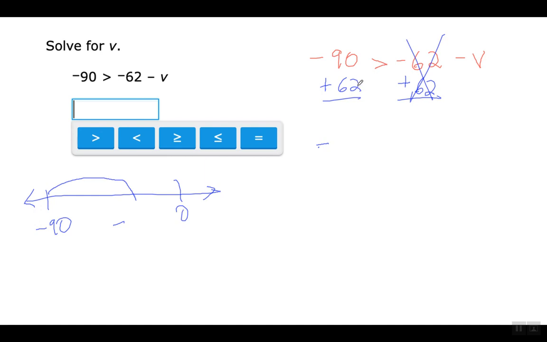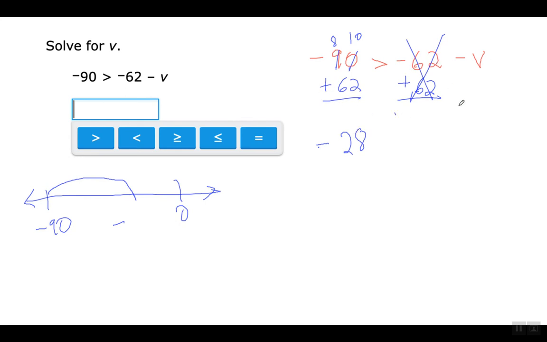Okay, you cannot take away 2 from 0, so I'm going to make the 0 bigger by borrowing 1 from the 9. The 9 becomes an 8, and the one that you borrowed, you put in front of the 0 to make it 10. 10 minus 2 is 8. 8 minus 6 is 2. So negative 90 plus 62 is negative 28.